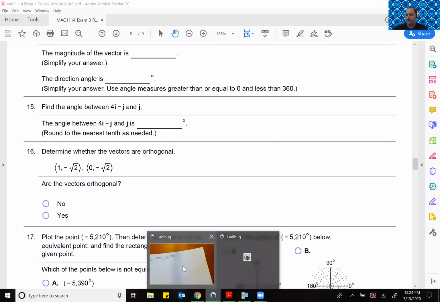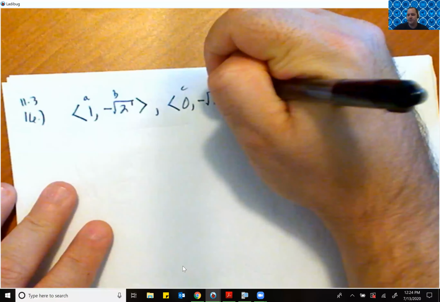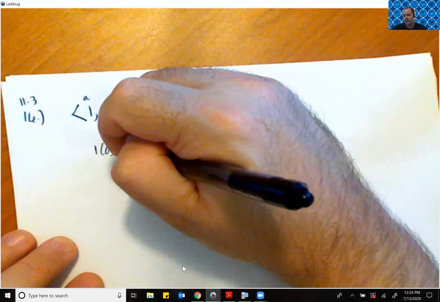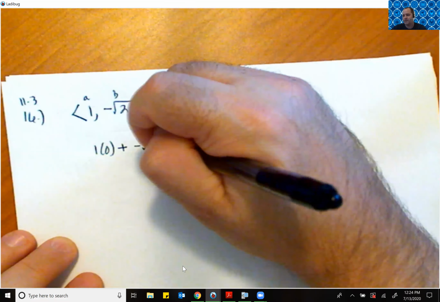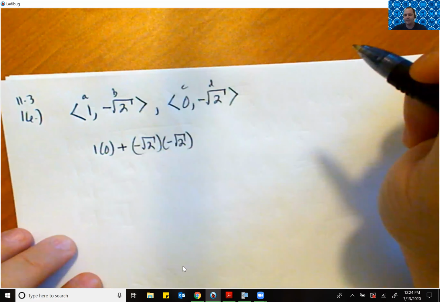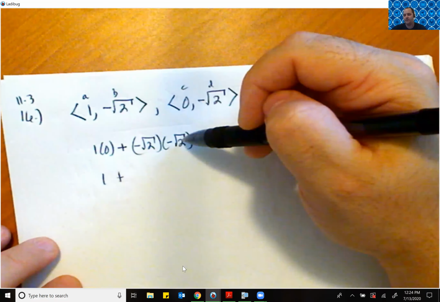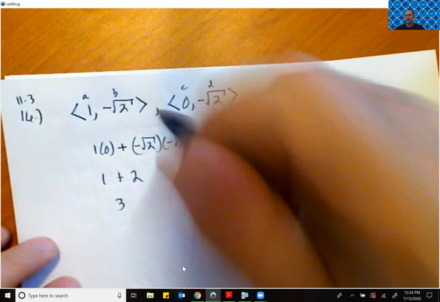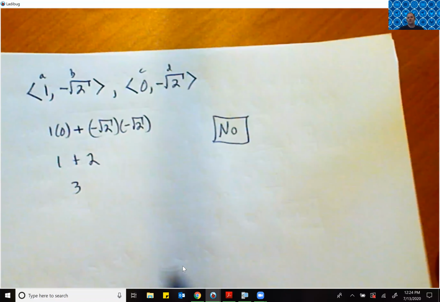Okay? So this is my A, B, C, D. So A is 1 times 0 plus my B is negative square root of 2 times a negative square root of 2. So that's 1 plus a negative square root of 2 times a negative square root of 2 is a positive 2. 3. So are my vectors orthogonal? No. If this was 0, then we would have answered yes.